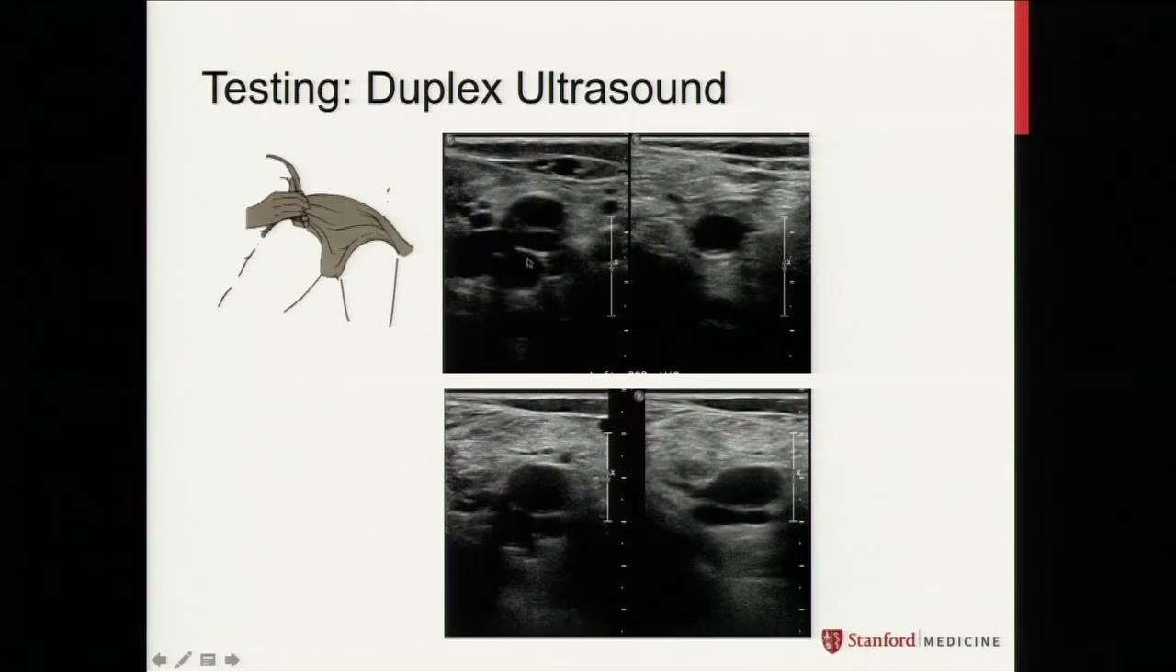Again, it's with duplex ultrasound testing. On the top here, this is a normal vein. So this is the vein, this is the artery. Like I said, the arteries are pretty rigid, so even if you press on them, they don't collapse. Veins are like balloons. You can collapse them very easily.